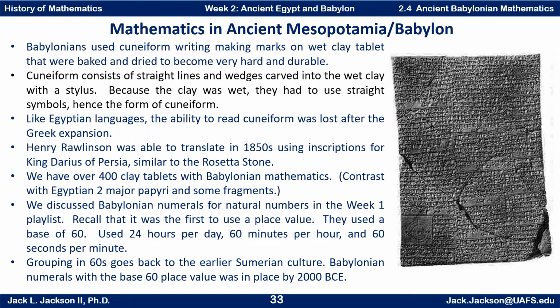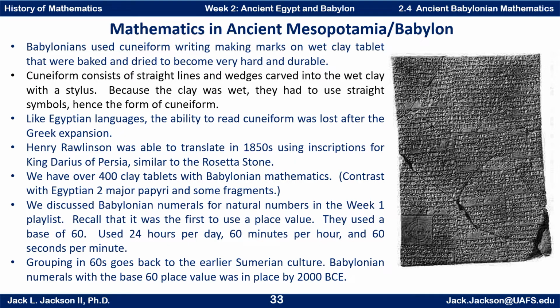Now, we discussed Babylonian numerals for natural numbers in the week 1 playlist. Recall that it was the first to use a place value. They used a base of 60. They used 24 hours per day, 60 minutes per hour, and 60 seconds per minute. And of course, they also divided their degrees into 60 minutes and their minutes into 60 seconds, and used 360 degrees to measure around a full circle. A lot of these things we still get from them today.